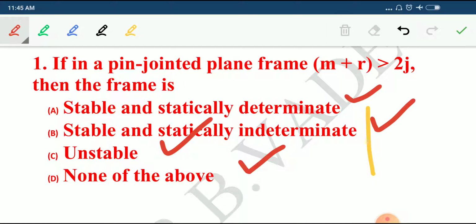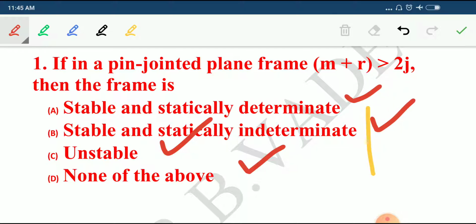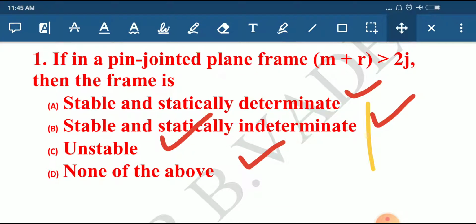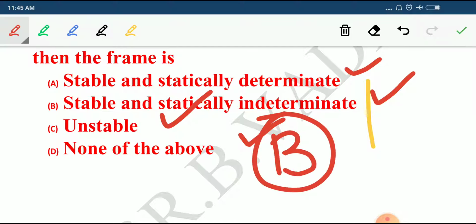Again, you should know: if m plus r is equal to 2j, then the structure is stable and statically determinate. If it is greater, we say stable and statically indeterminate. If m plus r is less than 2j, then it is called an unstable structure. This is the condition you should know. For this question the correct answer is B, stable and statically determinate.